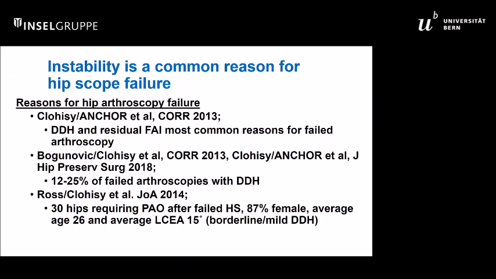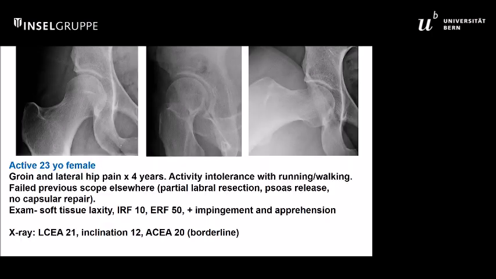Instability remains a common cause of hip arthroscopy failure. We've seen this in our ANCHOR work. Up to 25% of hips undergoing PAO have now had failed arthroscopy, and many of these failures are in this borderline group where maybe we can get this right from the first time.